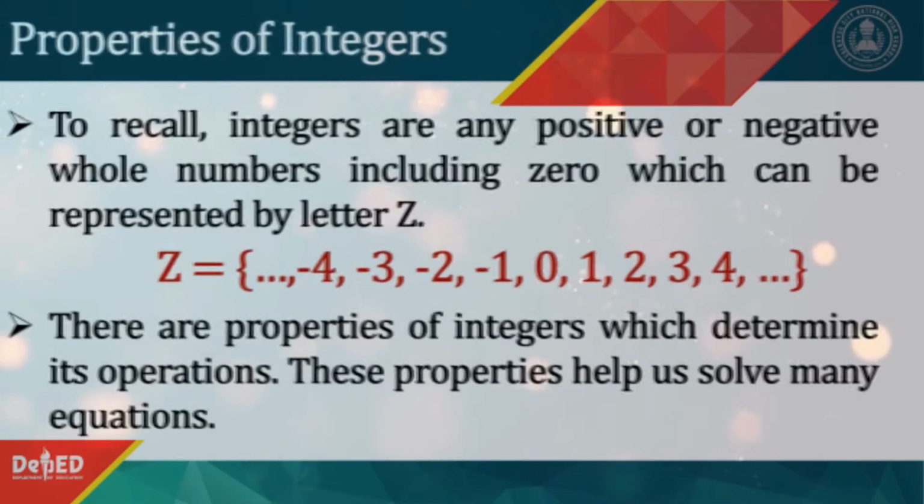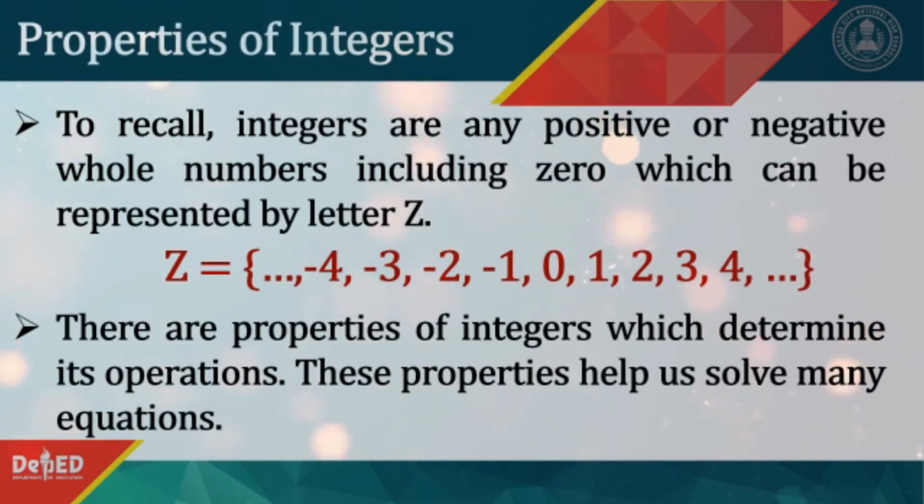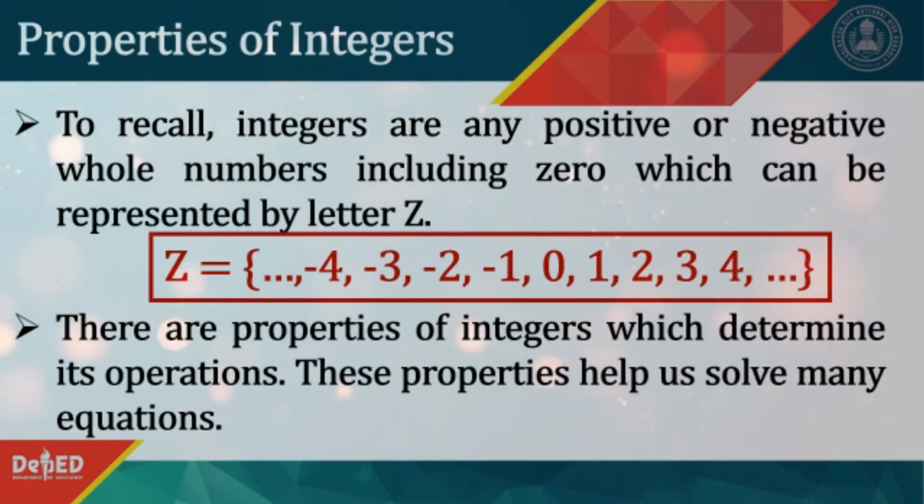In math, the whole numbers and negative numbers together are called integers. The set of all integers is denoted by Z, as shown in this figure. Properties of integers determine its operations. These properties help us to solve many equations.